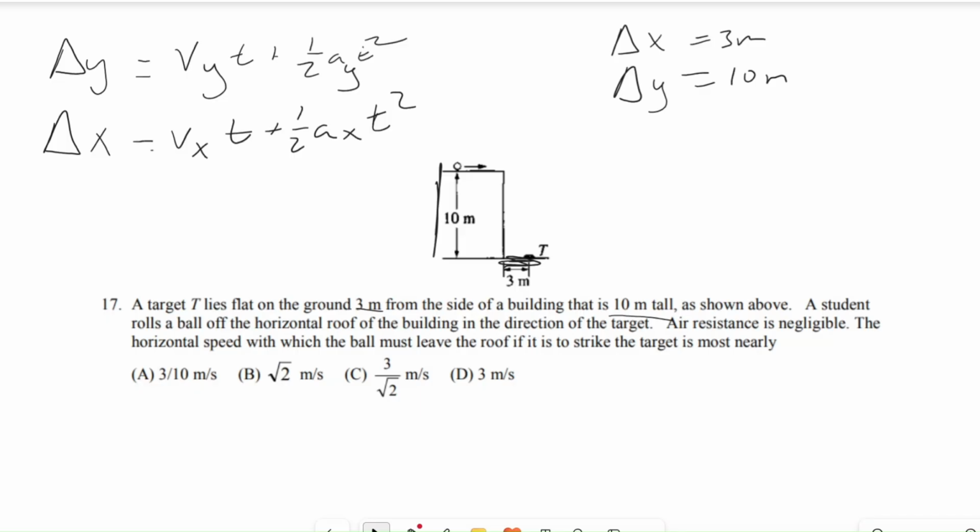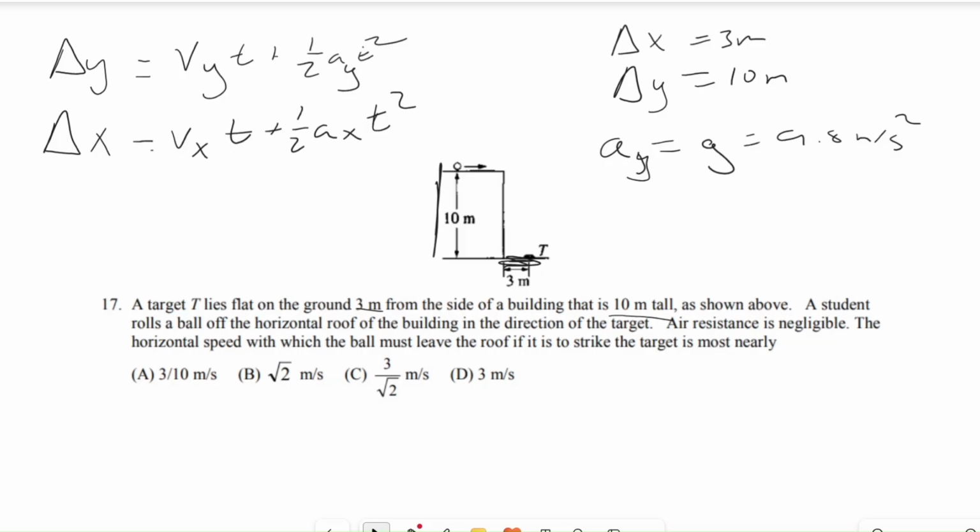Then we're asked about the horizontal velocity. We don't have velocity in the horizontal or velocity in the vertical. But there's one thing that we do have, and that's the acceleration in the y. The acceleration in the y is just equal to gravity, and gravity is equal to 9.8 meters per second squared. And now you might be saying, how are we supposed to solve for the horizontal component of the velocity if we don't have an acceleration in the x? The reason is that there is no acceleration in the x.